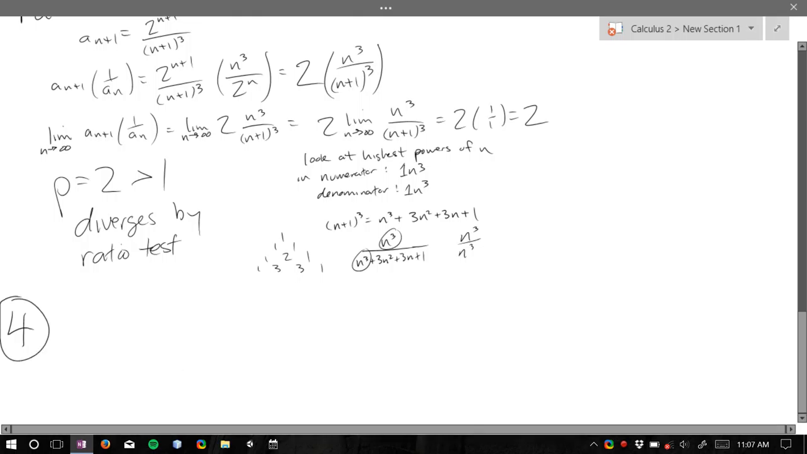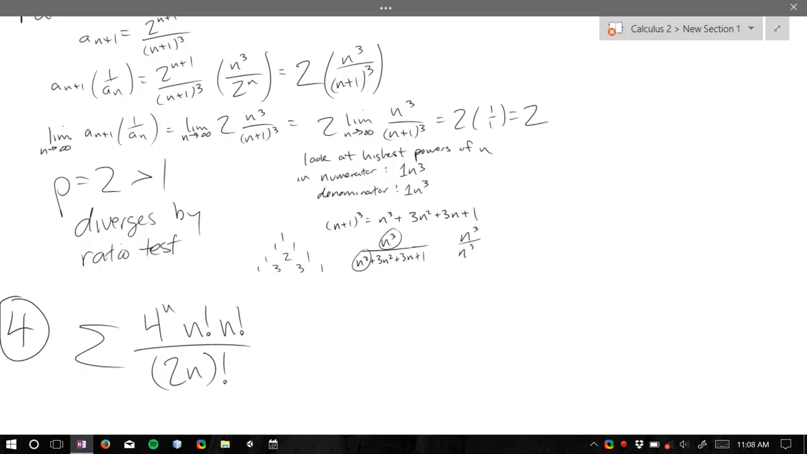So we're going to do convergence of the summation of 4 to the n power times n factorial times n factorial, which you could write as n factorial squared if you wanted to, divided by (2n) factorial. And I put a parenthesis around the 2n because I want the factorial of twice n, not just the n.